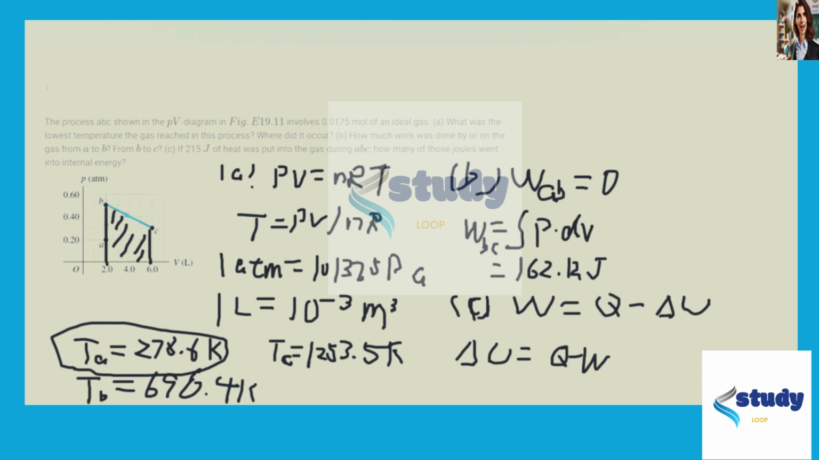So we see that Q is 215 joules, and the work in the total process is the work of A to B plus the work of B to C, but the first one is 0, right? So total work is simply 162.12 joules. You simply use this number minus this number, and you obtain the change of internal energy. The final result I found is 52.88 joules. Okay, all right, that's it.